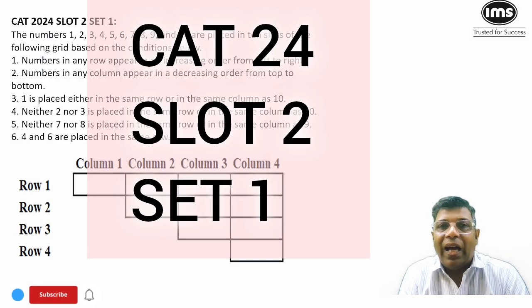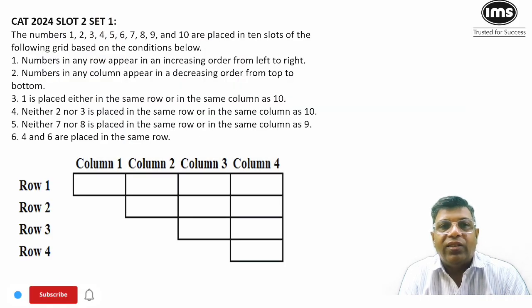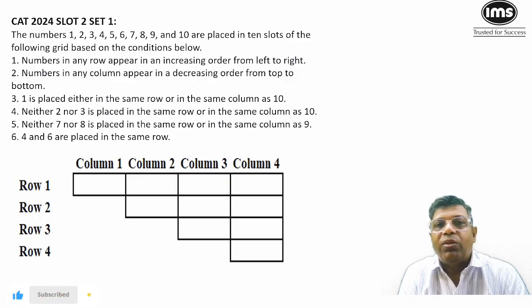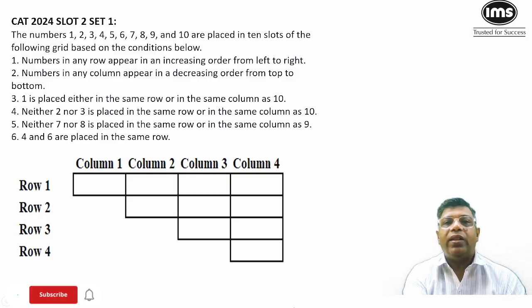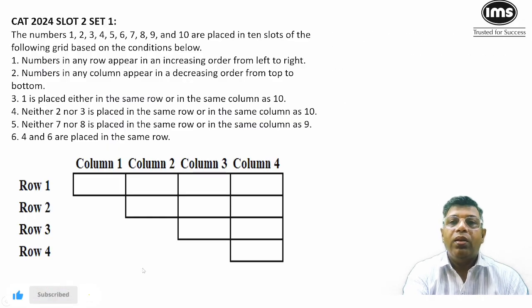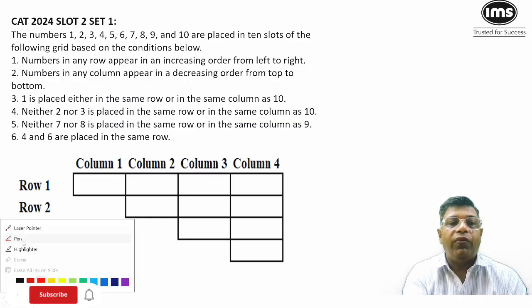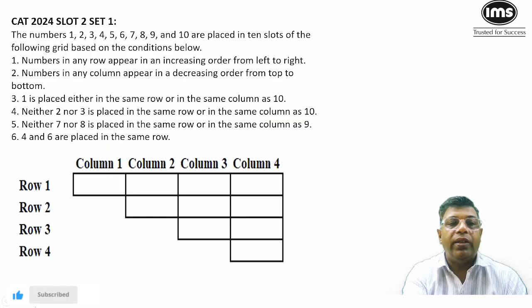We're going to discuss CAT 2024 slot 2 set number 1. Let's read the set. The numbers 1 to 10. So there are 10 numbers, 1, 2, 3, 4, 5, 6, 7, 8, 9 and 10, placed in 10 slots of the following grid. So you can see there's a grid that has been given to you and we have to fill the numbers from 1 to 10 in this particular grid.